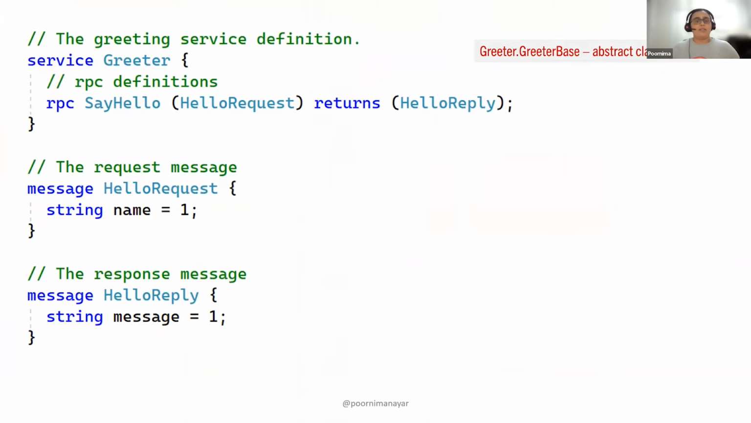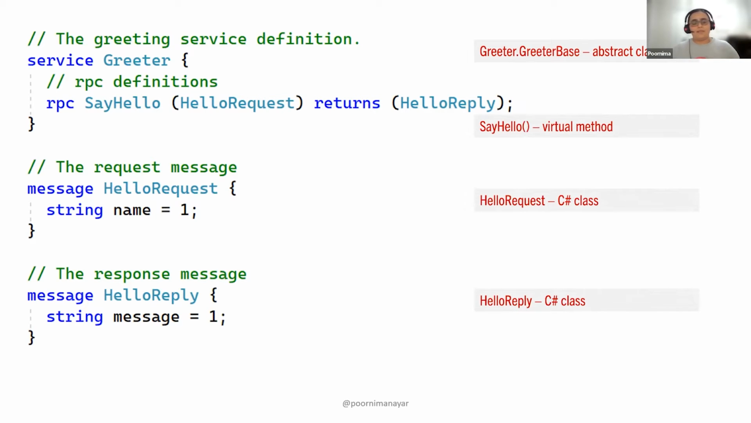So it has got a certain naming convention in the form of service name dot service name followed by the keyword base, and it is an abstract class. And each of the RPCs becomes virtual methods in that abstract class. And the request and response messages give rise to plain POCOs. So the data types are inferred for you, and the code that gets generated also follows the naming conventions, the best practices for that particular language.